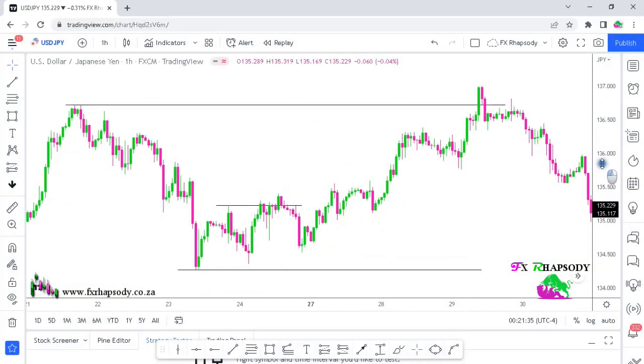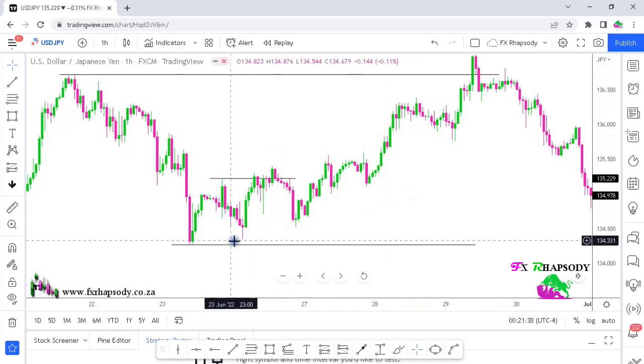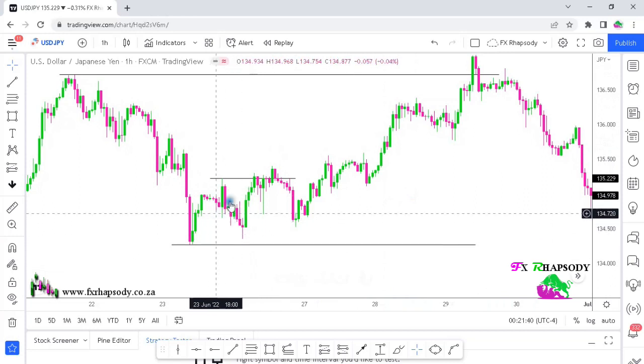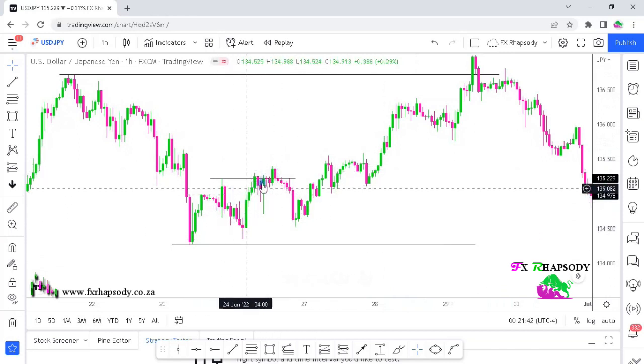Let me just move my chart. And then it created a short-term low here. But price tapped into that liquidity of that previous low it created. Okay, that was last weekend's analysis.